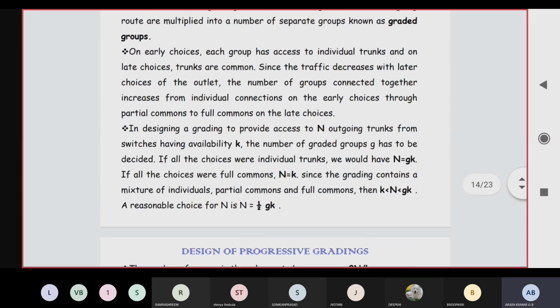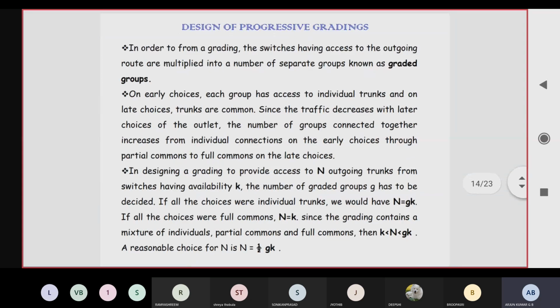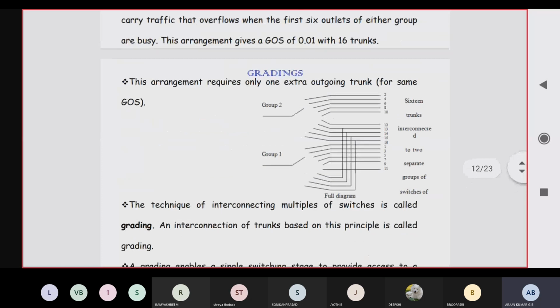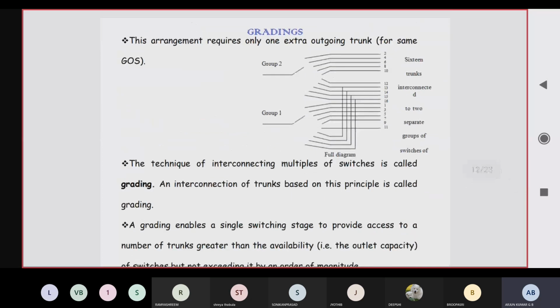Next, there is some derivation. There is a progressive grading. What we are showing in the grading connection now is a progressive grading. And using this, what is the efficiency?